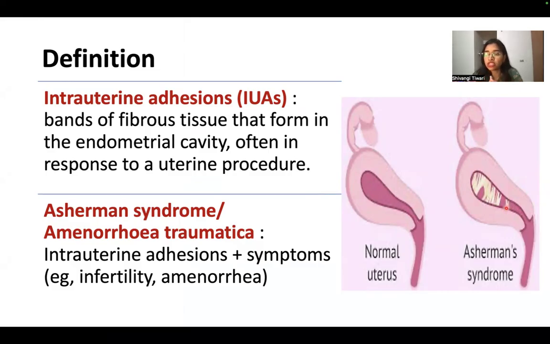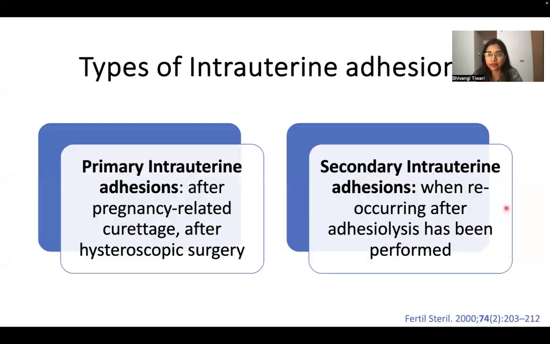तो कोई भी हमने uterine procedure किया उसकी वजह से जो bands of fibrous tissue that forms in the endometrial cavity is known as intrauterine adhesions. And whenever these intrauterine adhesions present with some symptoms like infertility or amenorrhea, then we call it as Asherman syndrome or amenorrhea traumatica.